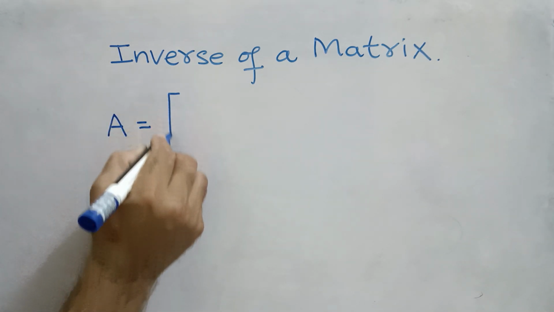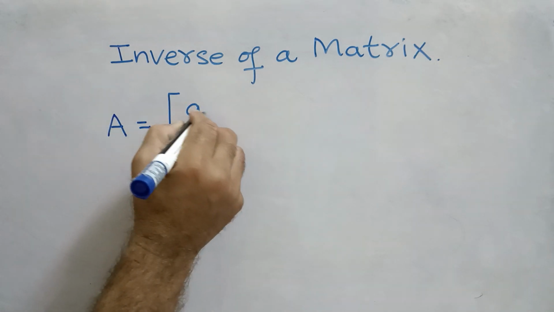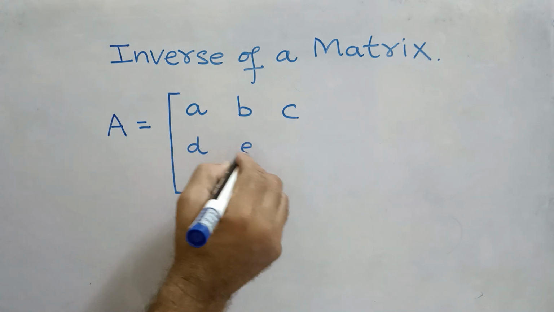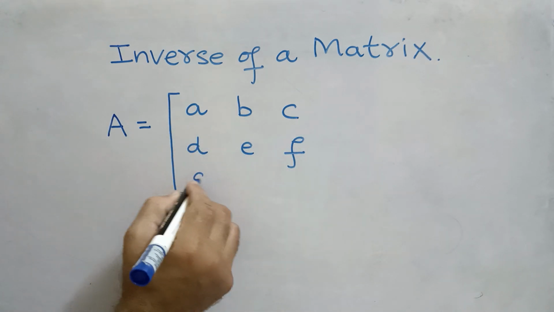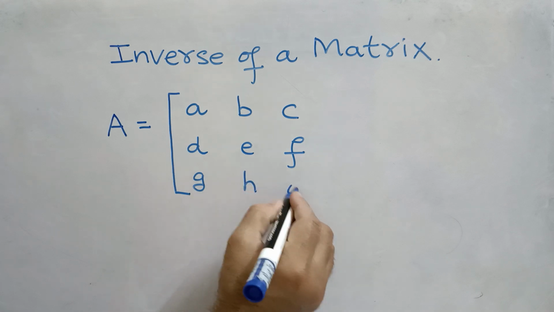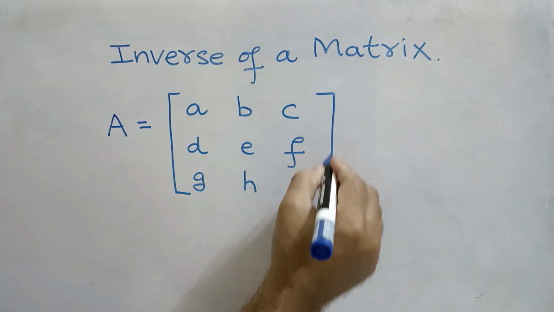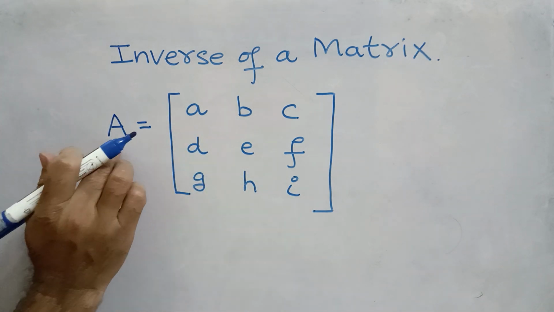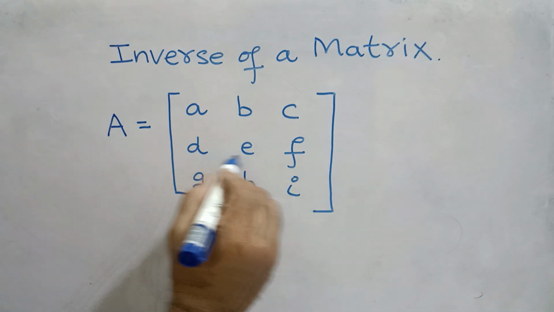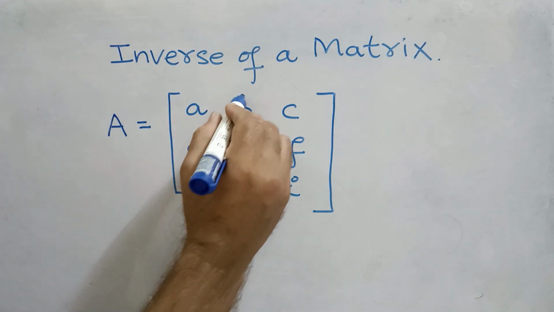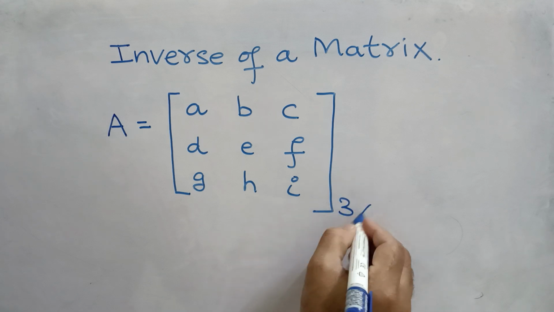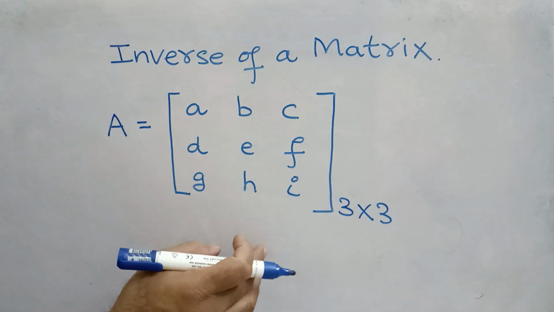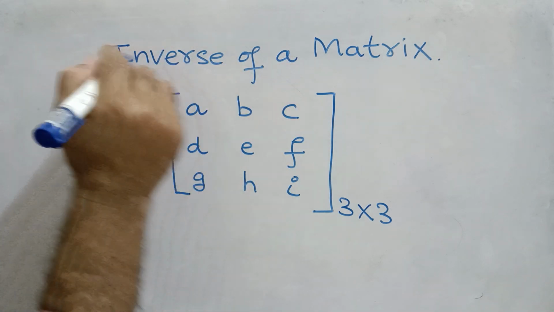Let us say, in general, the elements are A, B, C, D, E, F, G, H, I, the various elements of a 3 by 3 matrix, and I am calling this matrix A, which has 3 rows as well as 3 columns. That is why it is called a 3 by 3 matrix. So for this given 3 by 3 matrix, how to find the inverse of a matrix?